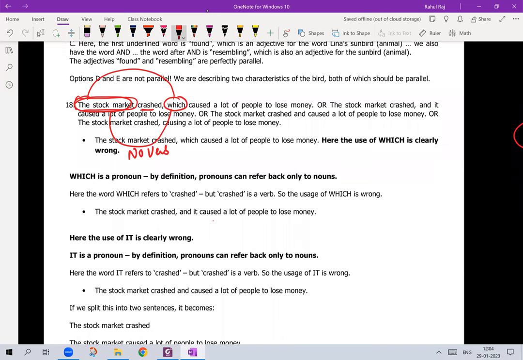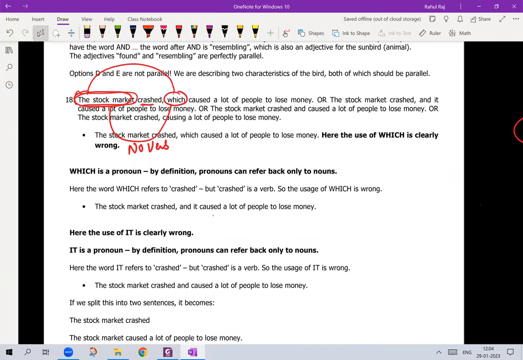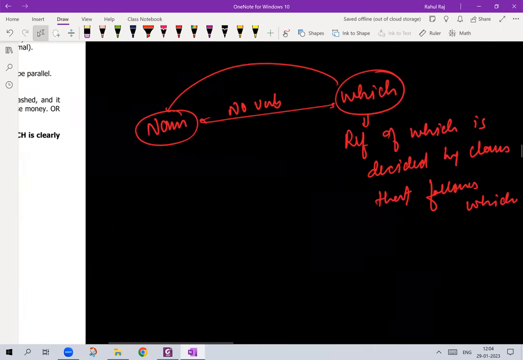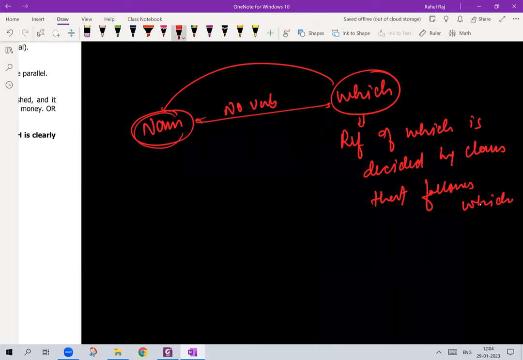Agreed? Sorry? Wait, so it can be "the stock market which crashed"? Oh, that can be. That is absolutely fine. But why do you need to put a pronoun over there when you can straight away say "stock market crash"? You should stay away from pronouns as much as you can. It's a normal rule. Do not complicate it at all. It's simple: if "which" as a pronoun goes back to a noun, there should be no verb in between. There is no hardcore understanding over here. If there is a verb, it means the reference of "which" is wrong. It can't go back to this noun. Simple logic.